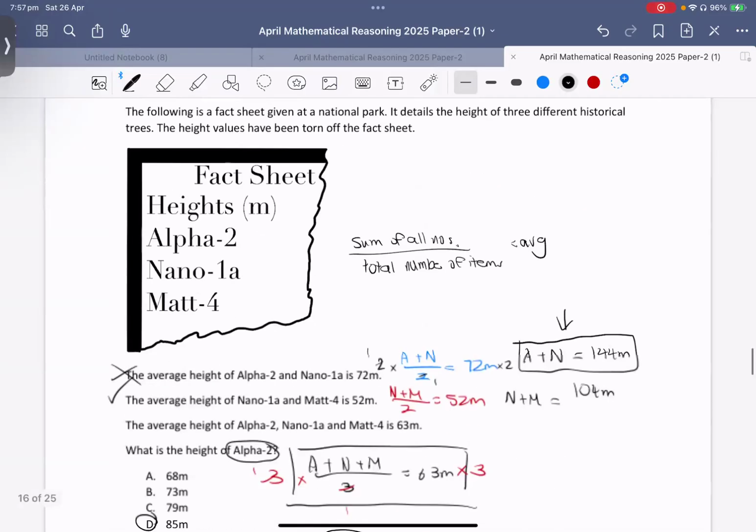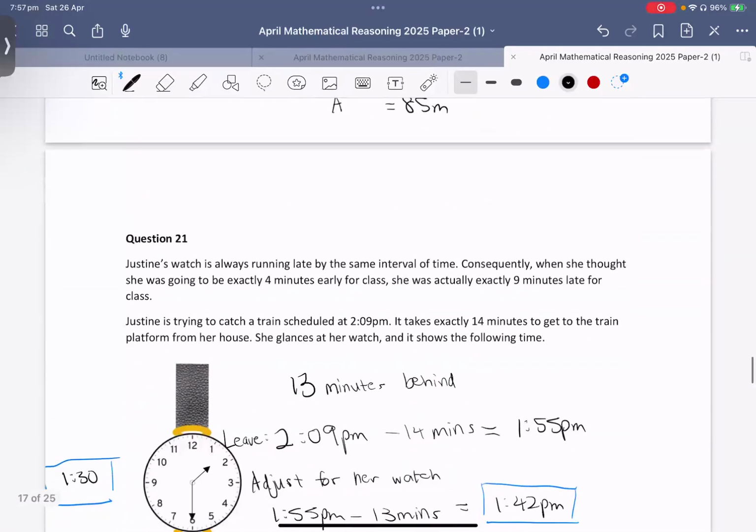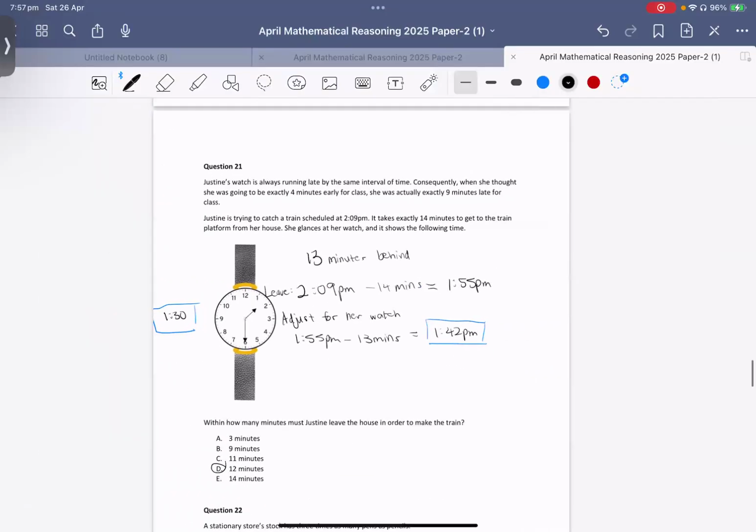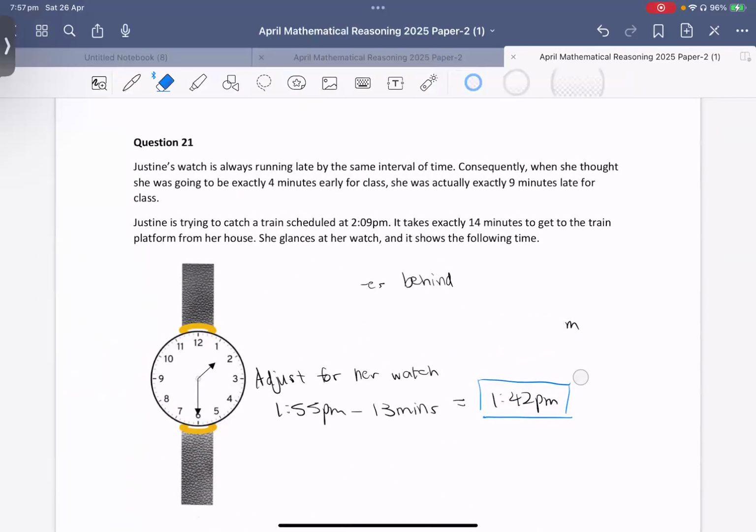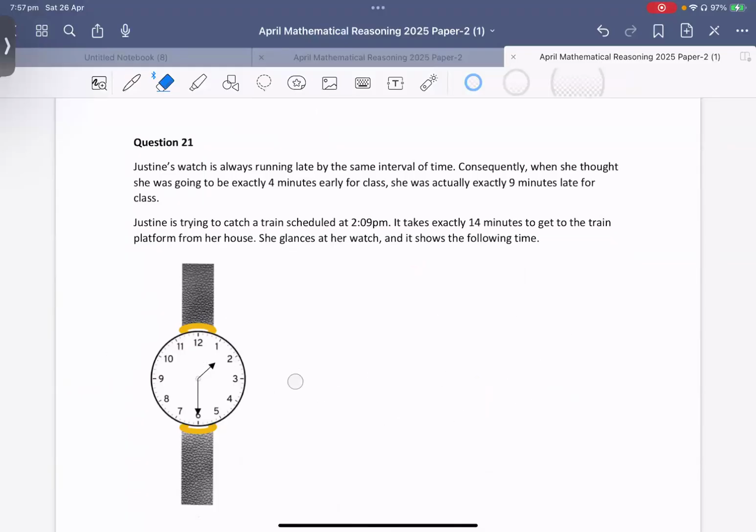Question 21. Okay, let's do question 21. So let me rub all this out. With question 21, Justine's watch is running late, right? And when she thought she was 4 minutes early, she was actually 9 minutes late. So what we can tell there is there's a 13-minute time difference. She thought she was 4 minutes early, but in fact she was 9 minutes late. So her watch is 13 minutes late.